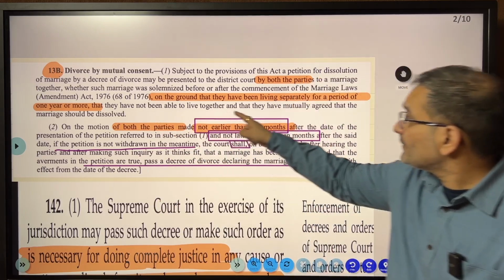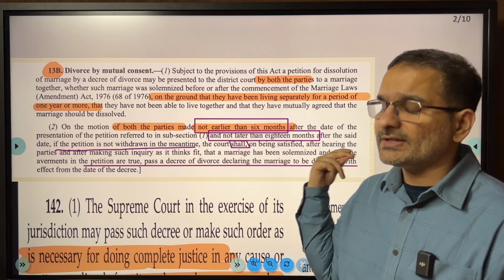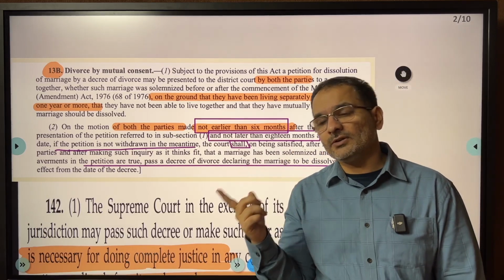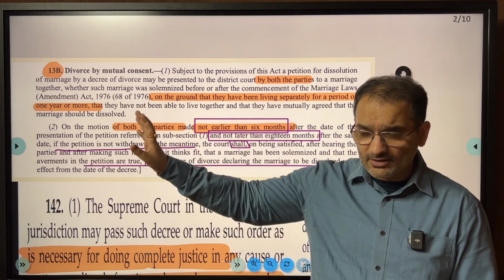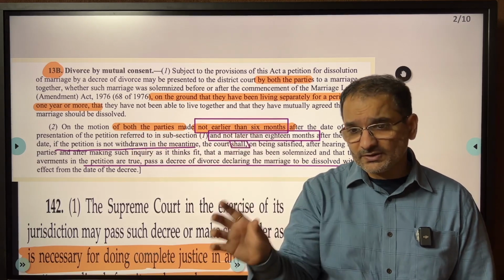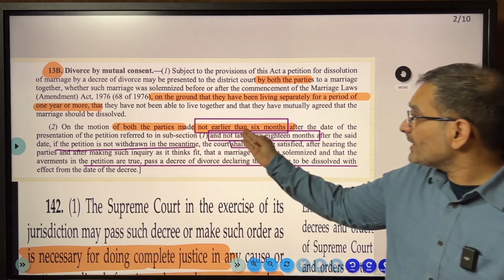That they have not been able to live together and they have mutually agreed that the marriage should be dissolved, and marriage in Hindu law is a sacrament. In Muslim law, it has elements of a contract. It isn't correct that it is a civil contract, no matter how much these examiners may frame a question like that. But actual jurisprudence says that it has elements of a contract. All right. On the motion of both the parties, made not earlier than 6 months.